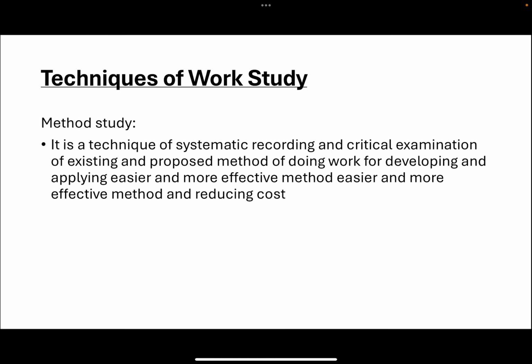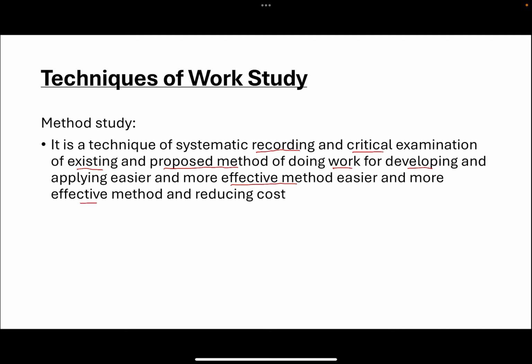In the last lecture, we discussed the total time content of a job and also how work study helps in reducing the work content. The two techniques we use in work study are, first, the method study, which is basically a technique of systematically recording and critically examining existing and proposed methods of doing work, for developing and applying easier and more effective methods, which makes the process much easier, right?